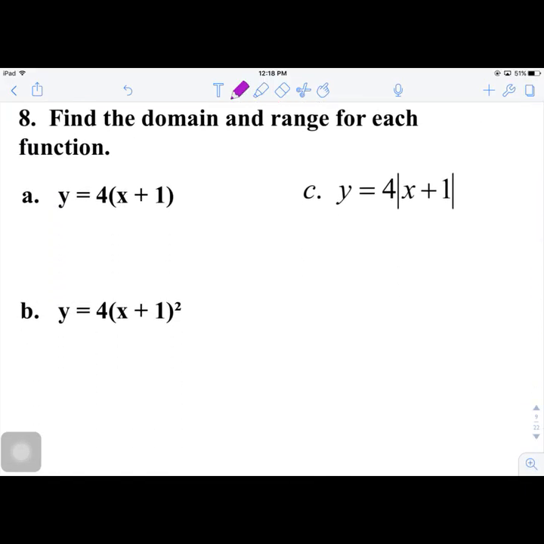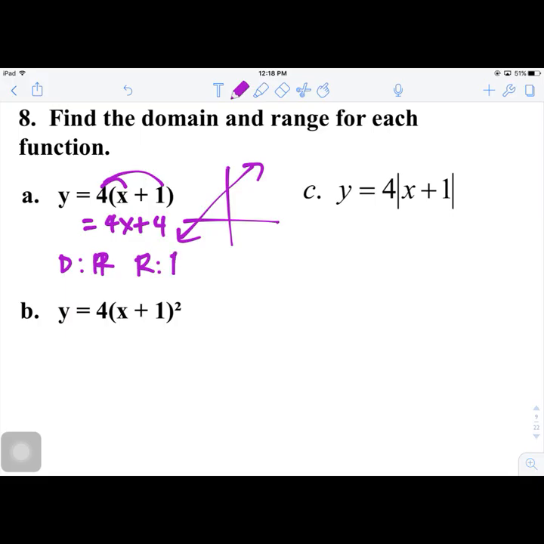Number 8, find the domain and range for each function. So if we understand that each one of these has a different graph, the first one is actually a linear function. So this is 4x plus 4. When you graph it, it looks something like this. So it's a line, and you can see that for this line, the domain and range should be all reals. So going left and right, and then the range is also going up and down. So both of them are all reals.